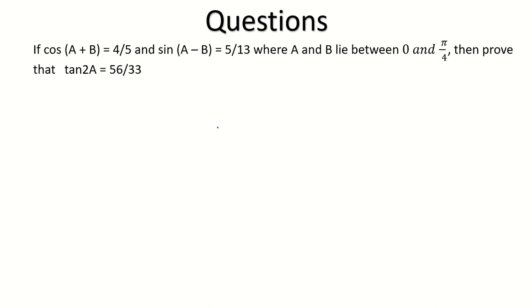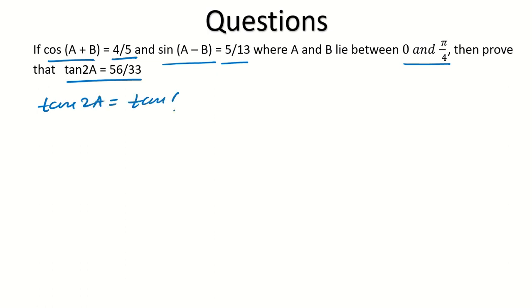Okay, this type of question can definitely be in the exam, that if cos a plus b is equal to 4 over 5 and sin a minus b is equal to 5 over 13, where a and b lie from 0 to pi by 4, then prove that tan 2a is equal to 56 upon 33. Now you see tan 2a, we can write it as tan of a plus b plus a minus b. What I have done here, I have added and subtracted b, okay, to write in this form so that we can utilize it.